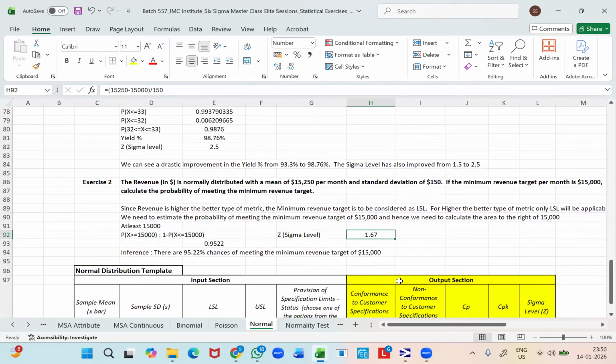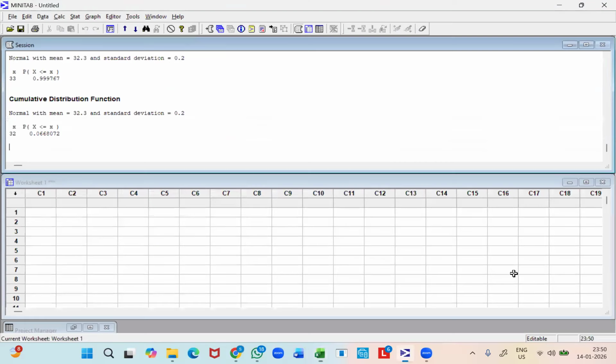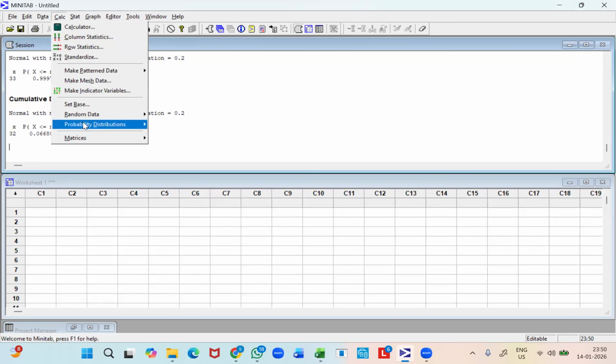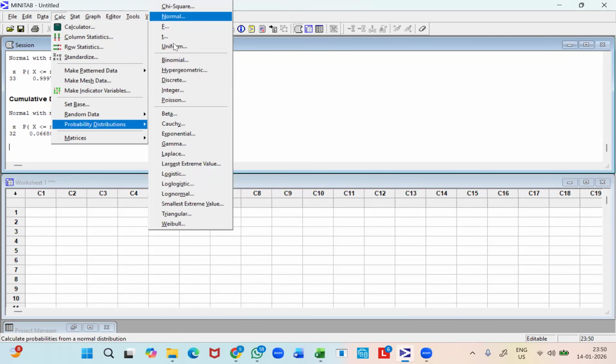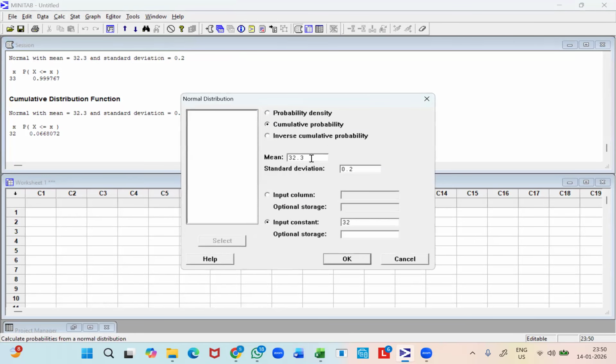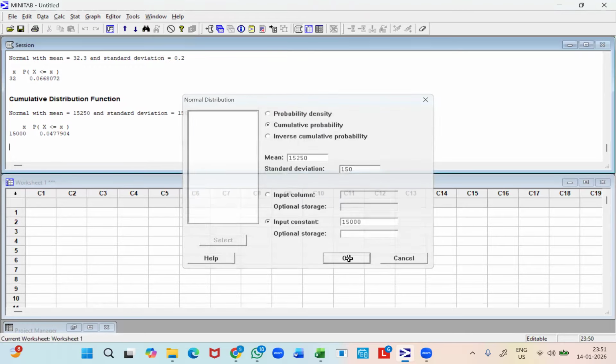Right? So if you are using Minitab to perform the calculations, you need to first find out P of X less than or equal to 15,000, and then we need to subtract that value from 1. So we go to Calc and then Probability Distributions, then choose Normal, and the mean here is 15,250 and the standard deviation is 150 and the input constant will be 15,000 and we click on OK.